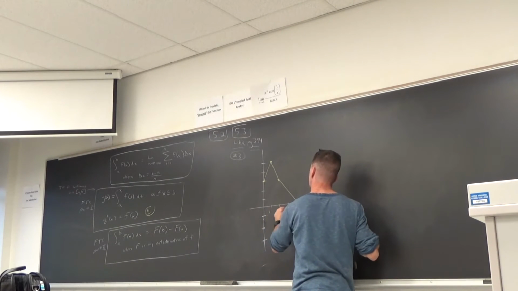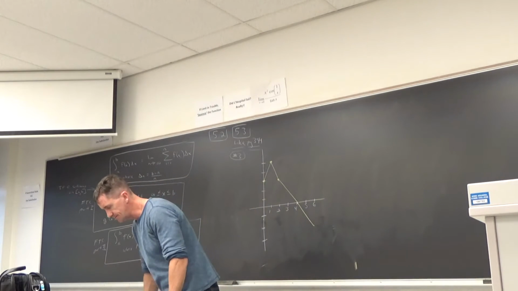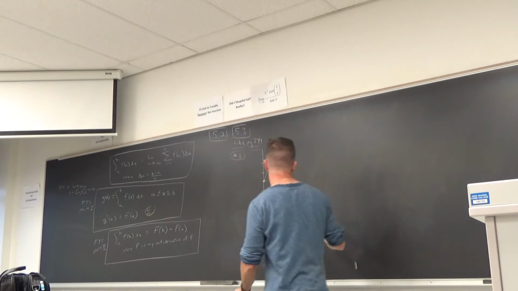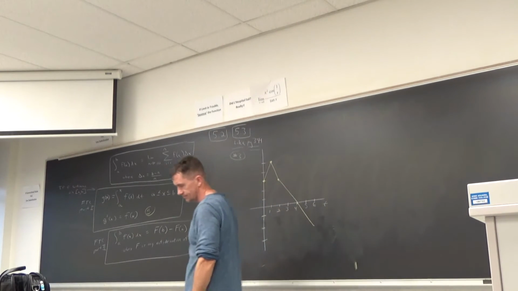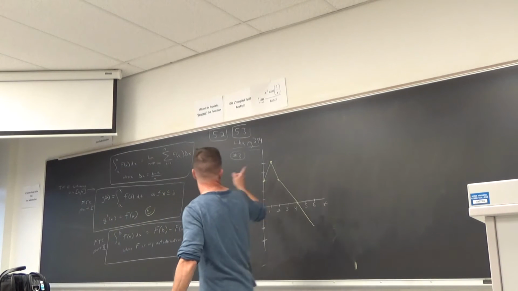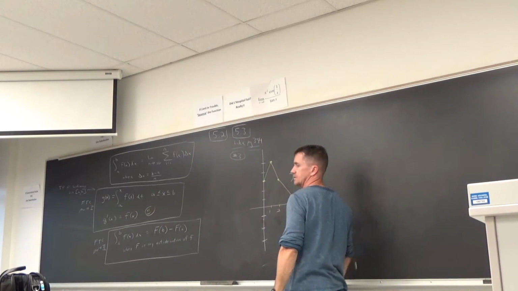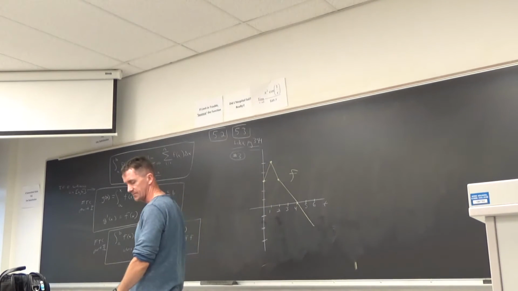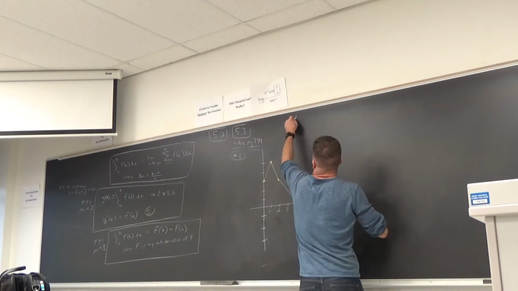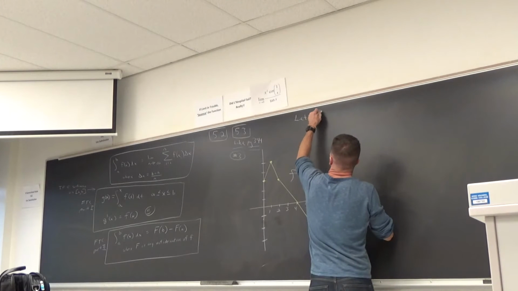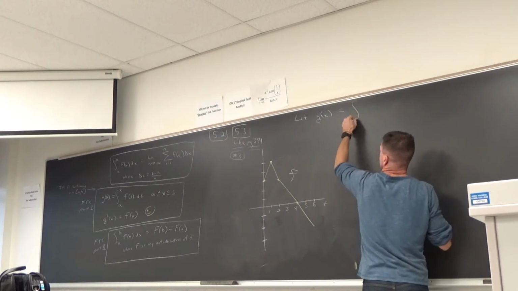1, 2, 3, 4, 5, 6. I'm gonna call this t. All right. I'm gonna call this the graph of f. I mean, that's a function, right? And I'm gonna write this. Let g of x be defined as this. So I'm making this up.